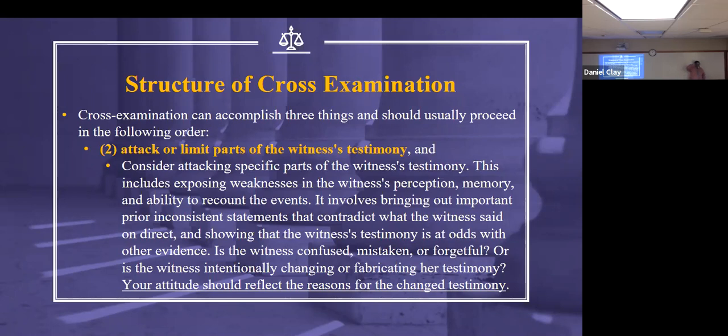So what you want to do is consider attacking specific parts of the witness's testimony. This includes exposing weaknesses in the witness's perception, memory, and ability to recount the events. It involves bringing out important prior inconsistent statements that contradict what the witness said on direct, showing the witness's testimony is at odds with other evidence, the witness is confused, mistaken, or forgetful, or the witness has intentionally changed their testimony. And this is where we have to be careful, because somebody has a dog in the fight.